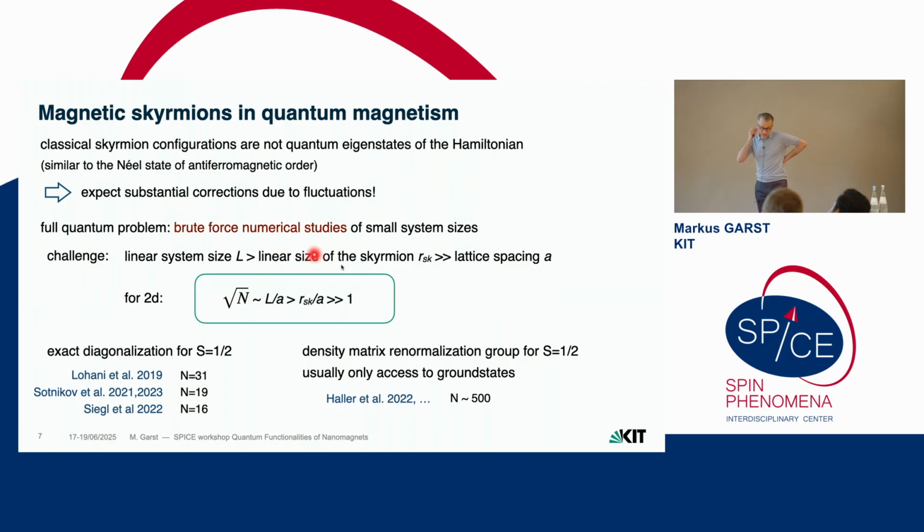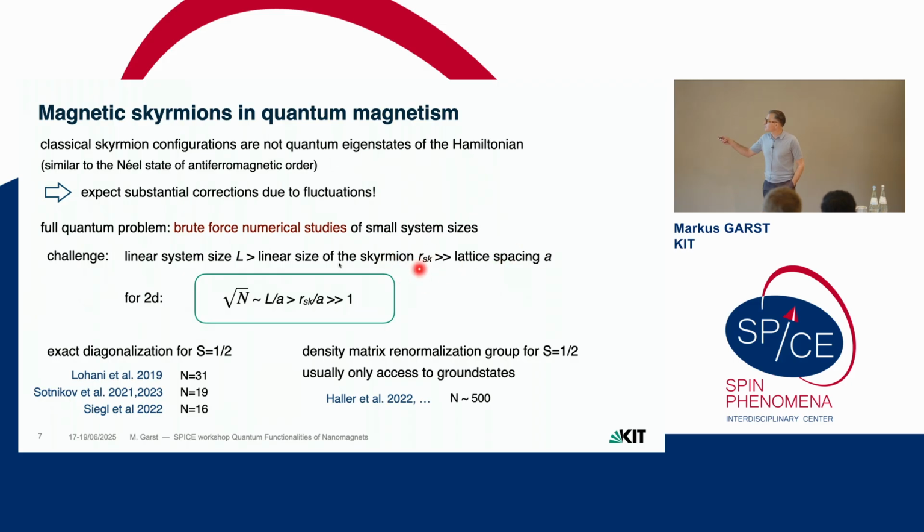However, there is a challenge in that problem. If you want to look for a skyrmion, it has a certain size, and in order to see a reasonable texture, the skyrmion size should at least be larger than the lattice spacing that you use to discretize your quantum Hamiltonian.